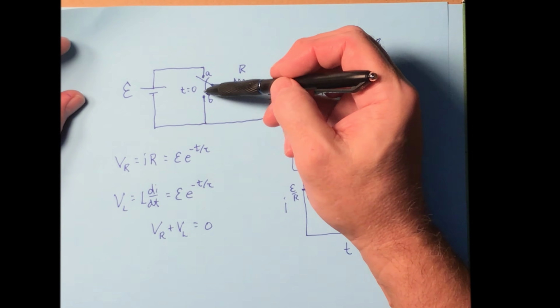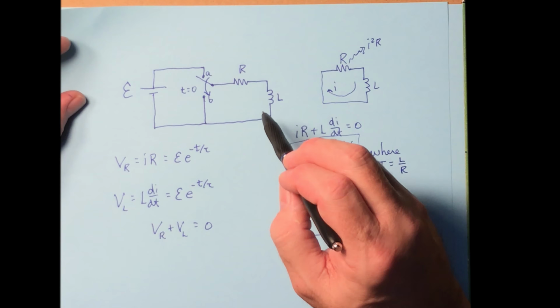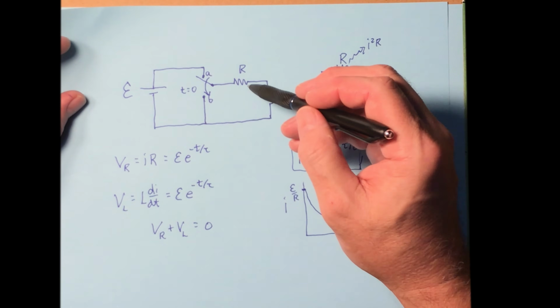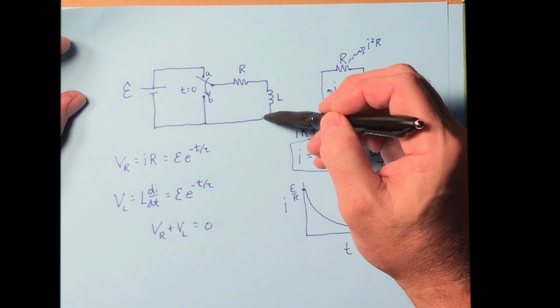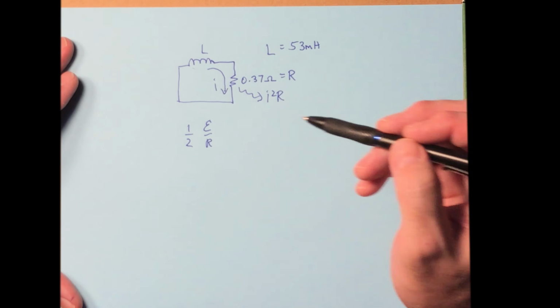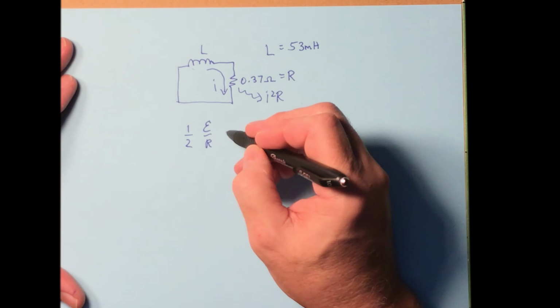Remember, before t equals 0, we had that nice steady current flowing through here. That was the equilibrium position. It is not 0 as the equilibrium position. It is whatever that initial current through here was. So the equilibrium current in that case is just E over R. And that's half of it.